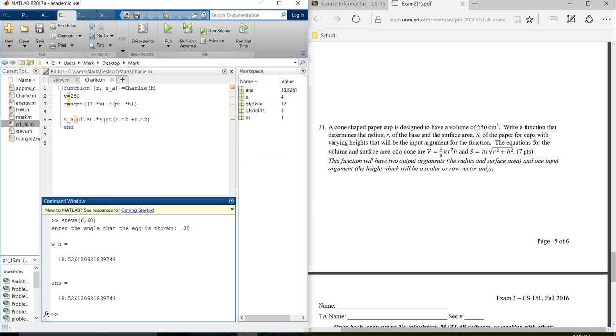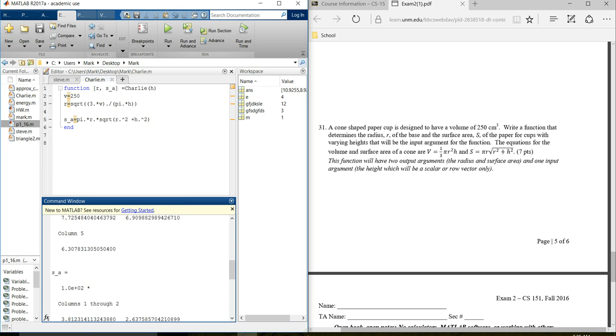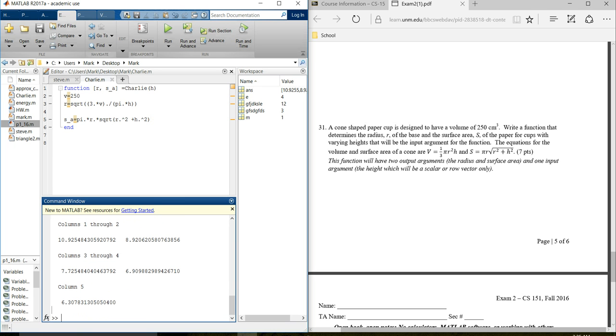So let's, did I call Charlie yet? No. Say Charlie, and the height is going to be 2, 3, 4, 5, and 6. That looks right. It feels right. Okie dokie. Let's go on to the next one.